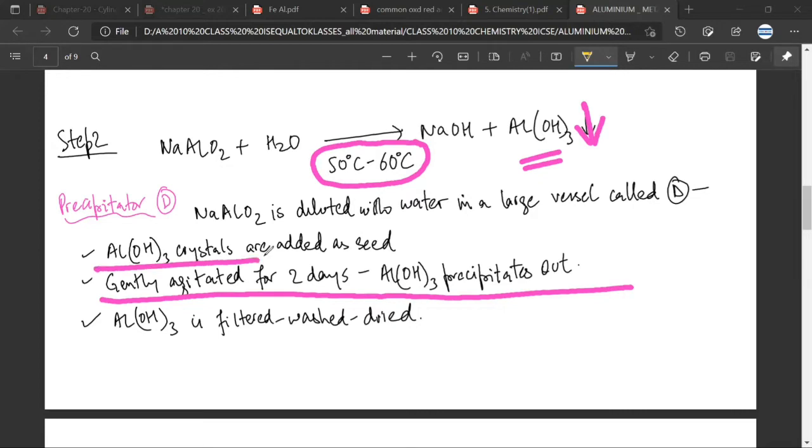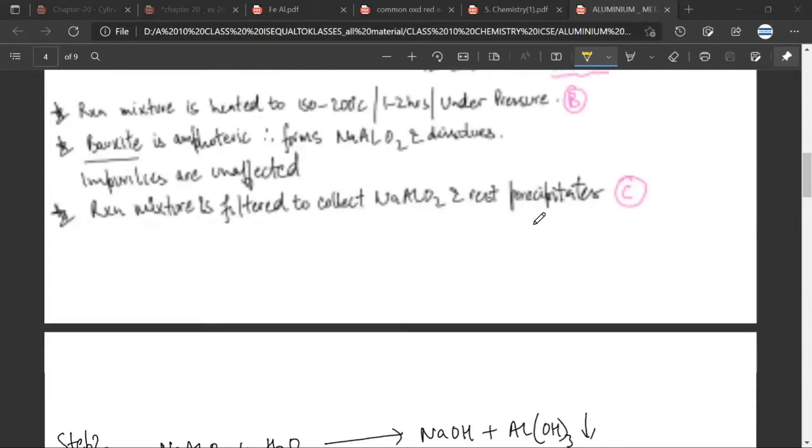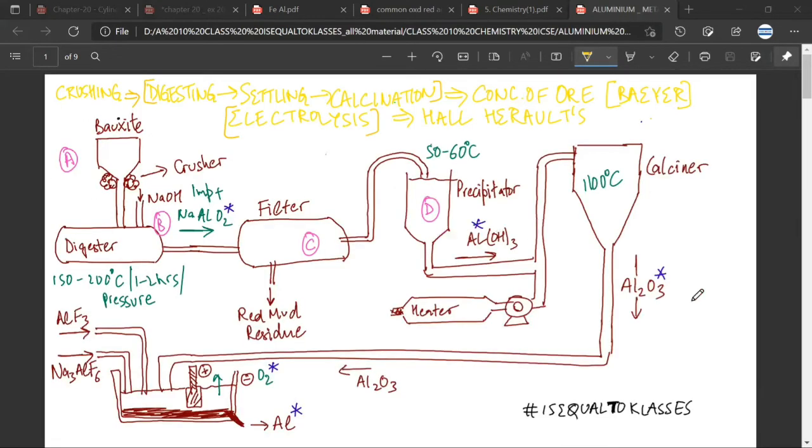Crystals of aluminium hydroxide are added, which act as seeds. Any doubt till here? No doubt. Basically, this is where you will be generating aluminium hydroxide. This is what is called a precipitator, and the temperature is taken at 50 to 60 degrees Celsius, and this process will take around 2 days. Any doubt? No doubt.